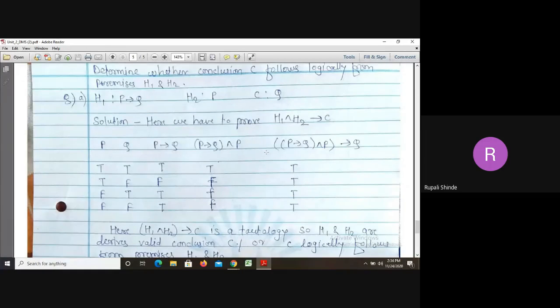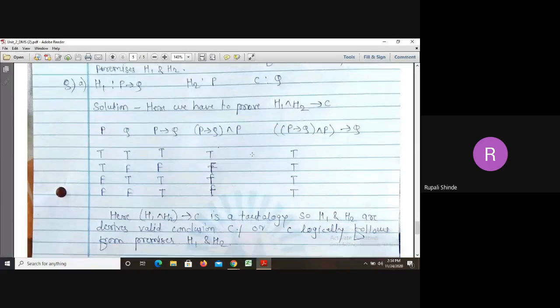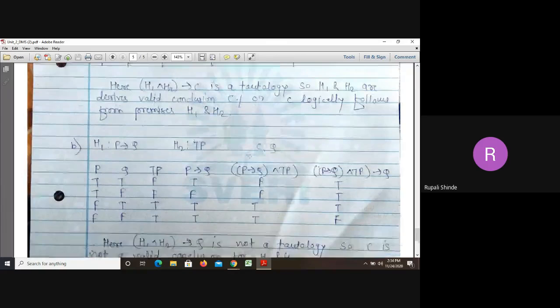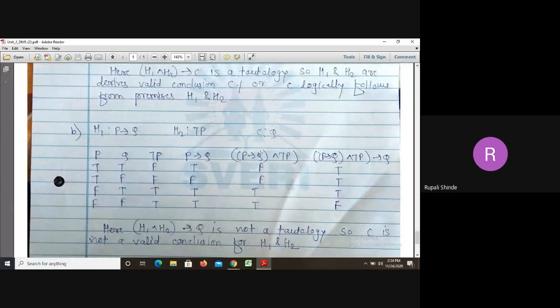Yes, ma'am. Okay. So again, one more example I will solve. After that, you have to solve two more examples. So again, in this second example, they have given H1 as P conditional Q, H2 as negation P, and conclusion C as Q. So again, we have to check whether Q is a valid conclusion for H1 and H2.